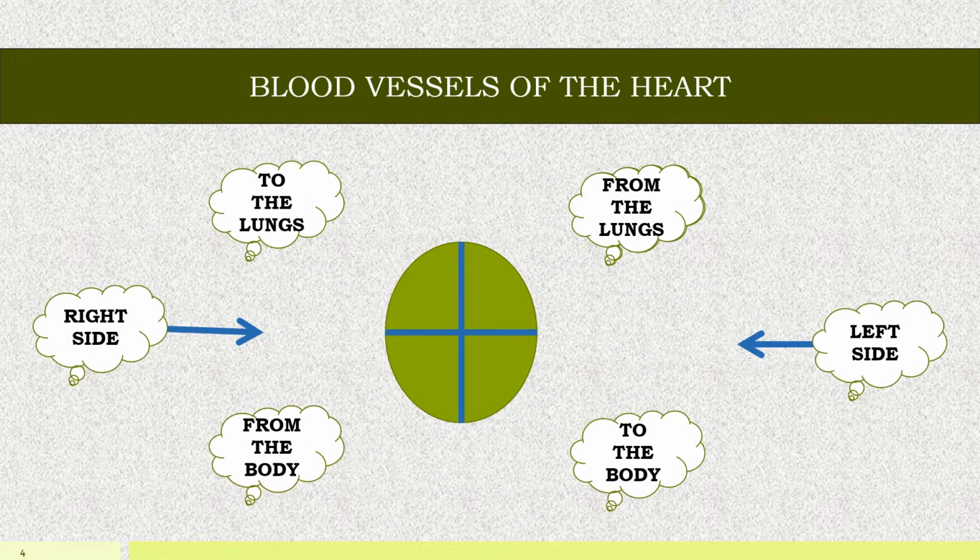The blood vessels of the heart. So we need to consider now that the blood vessels are the ones called the tubes that connect from one place to another, like from the cell to the heart, or from the heart to the lungs, and from the lungs to the heart, and from the heart to all parts of the body. So these are the tubes. We will now study them.